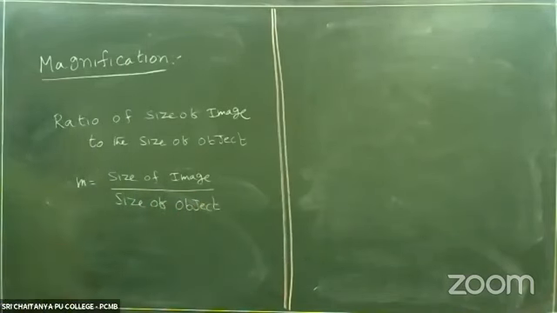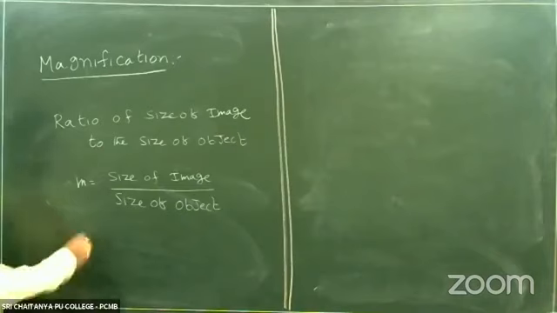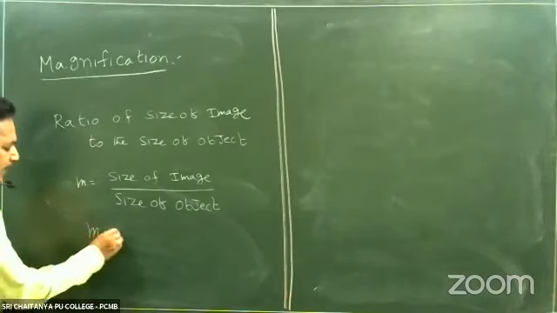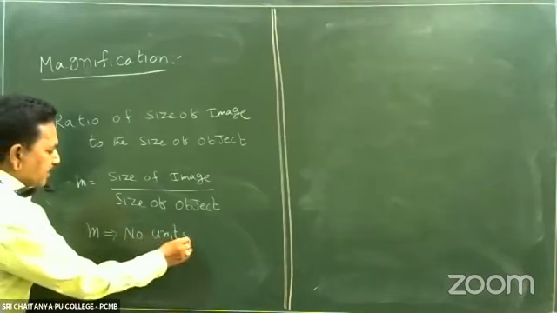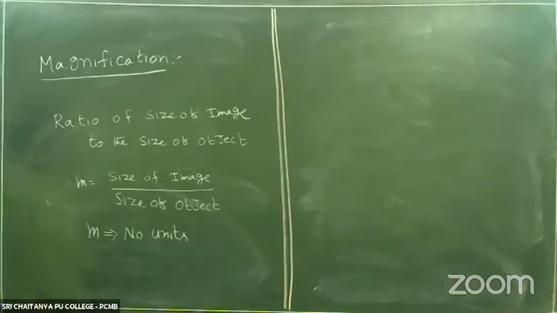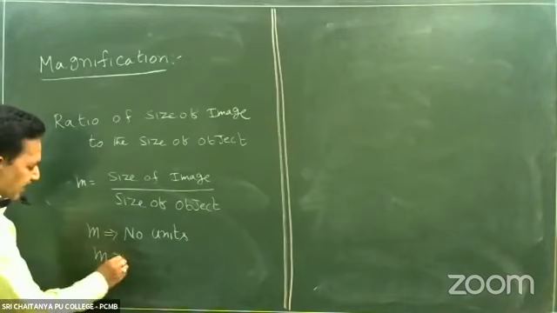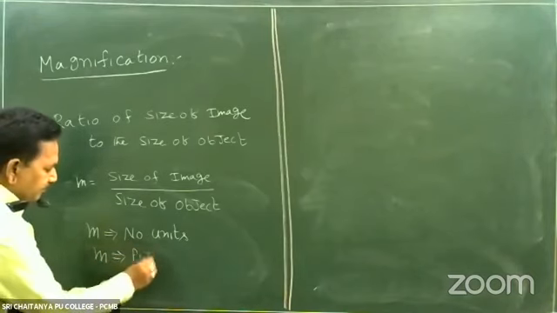This is magnification. Magnification has no units. It is purely a number. Why are there no units? Numerator, size. Denominator, size. Centimeter by centimeter cancels. No units. So magnification is a pure number.